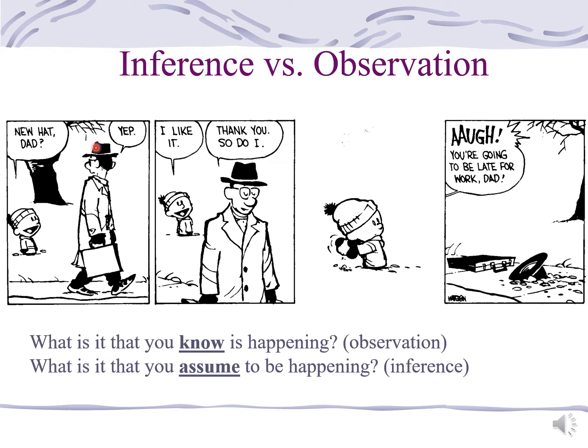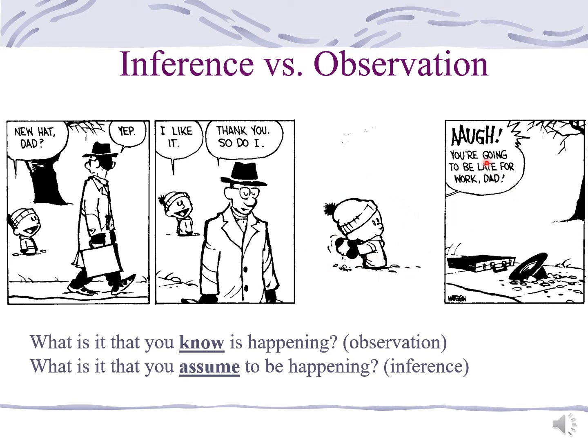And for one final example of observation versus inference, this is another strip of Calvin and Hobbes. This is Calvin talking to his dad, and he says, "New hat, Dad?" Dad turns to him and says, "Yep." And he says, "I like it." And Dad says, "Thank you, so do I."